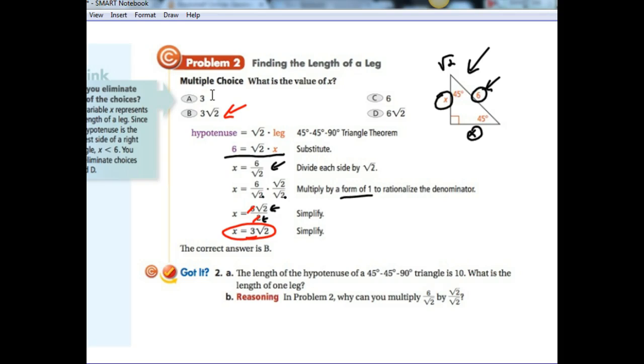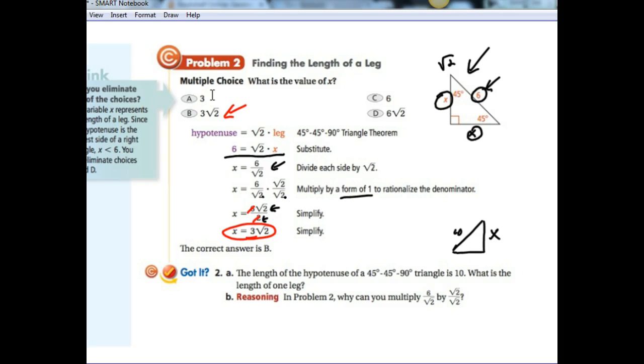Okay. Now let's look at the got it section. It says the length of the hypotenuse of a 45-45-90 triangle is 10. So what is the length of one of the legs? Again, you don't have to draw a triangle. I just want to give you a visual of what I'm talking about. If this is 10, what is one of the legs?